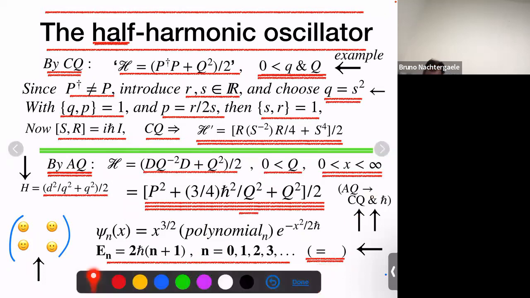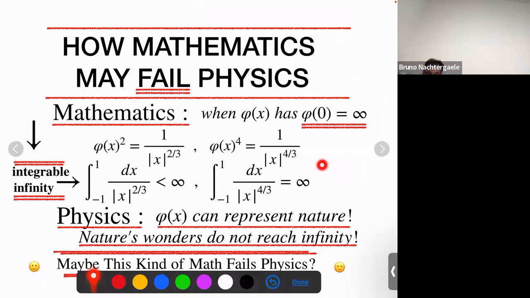Now let's go to the next page. How mathematics may fail physics. Here's a function phi of x, for which phi of 0 equals infinity. Here's our case, phi of x squared, 1 over magnitude x raised to the 2/3 power. And we're going to do an integration between minus 1 and plus 1, and the answer will be finite. That means this thing can be infinity within our integration, so we'll call that an integrable infinity. However, if we square this term and then have absolute x to the 4/3, our integral will be infinity.